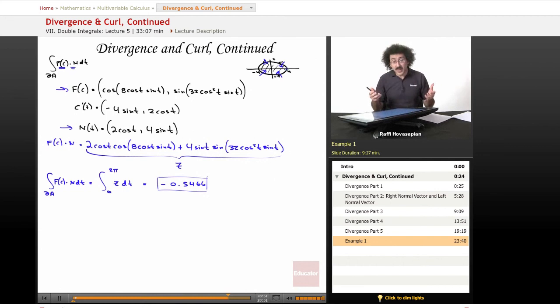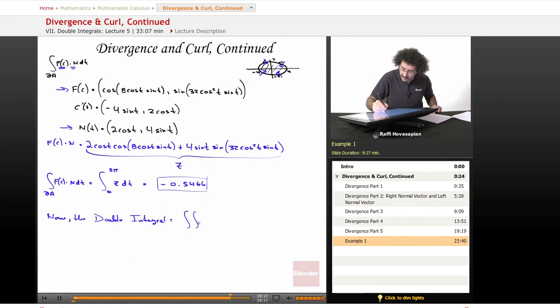Okay, so now let's do the double integral just to make sure that you do actually end up getting the same number and that Green's theorem is correct. It is, but it's good practice, because we need to actually solve the double integral. So now the double integral. I really like this blue ink. It's nice. Okay, so we want to solve the double integral of the divergence of f dy dx.